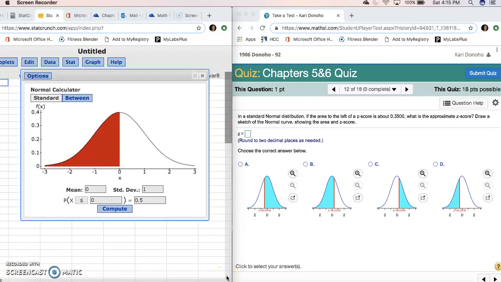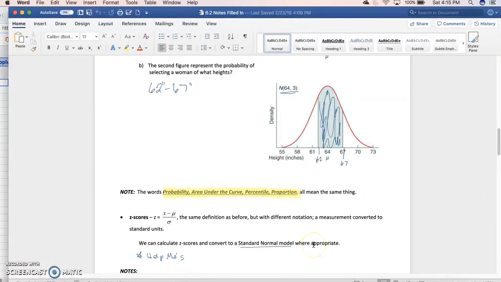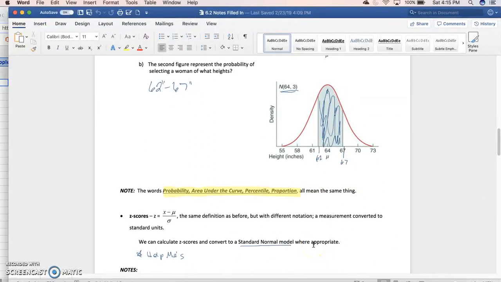Hi everyone. I wanted to run through a couple of what we call inverse normal questions. They show up on your quiz and they'll certainly show up on the test, and they are a little bit confusing. I just want to bring up in our notes a couple of things that you could refer to.